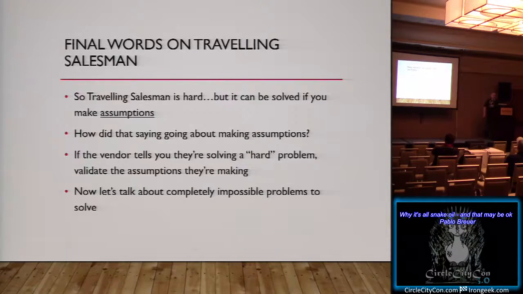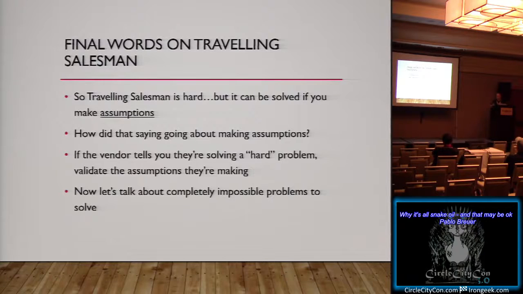So traveling salesman problem is hard. It's not impossible, but it's hard. And you can solve it. You can arrive at a solution if you're willing to make assumptions and you're willing not to take the one correct answer. If you're willing to accept it within a range. So if the vendor tells you that they're solving a hard problem, go through and ask them why. Hey, what assumptions are you making? Are you getting rid of toll roads? Are you getting rid of farm roads? How did you do that?